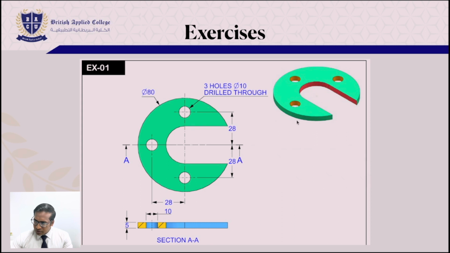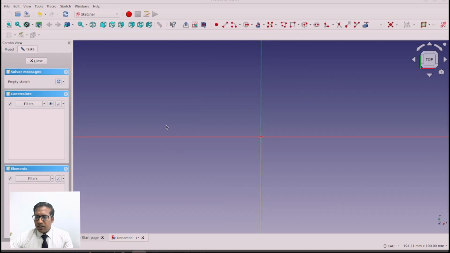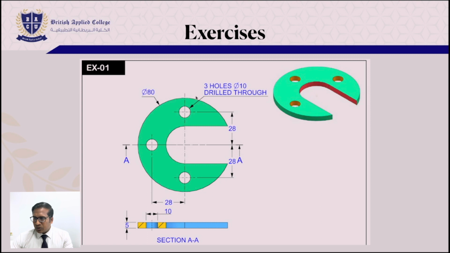In the isometric view, the sketch has been drawn on the top plane. So let me choose the top plane. This XY plane is my top plane here. I'll choose this, and I'll start drawing this outer circle of diameter 80. I can see this here.